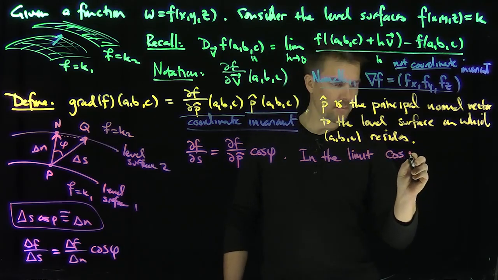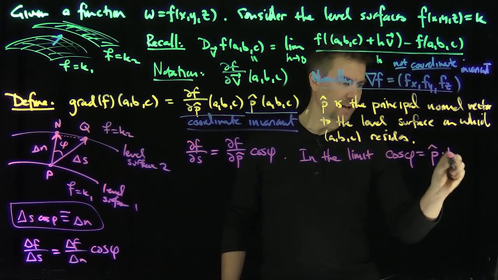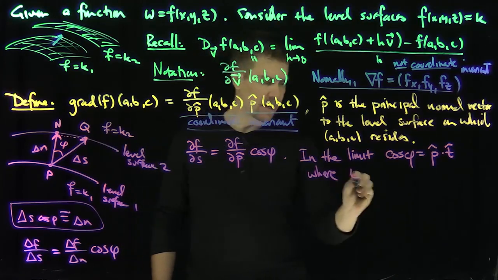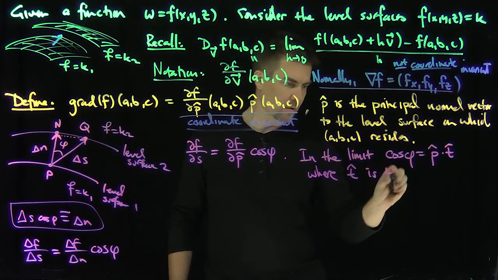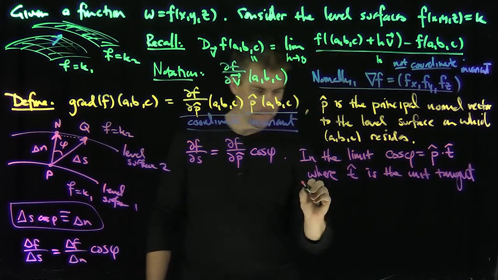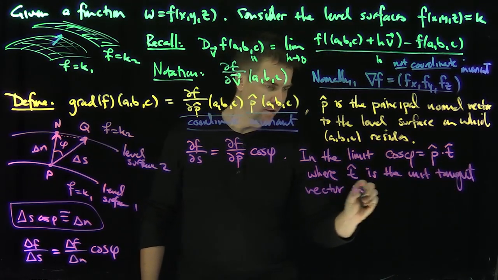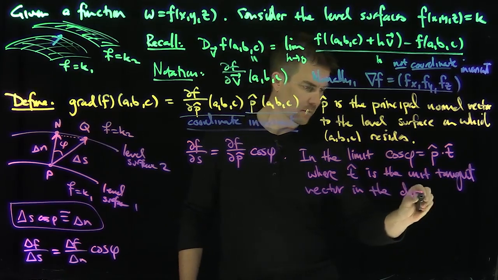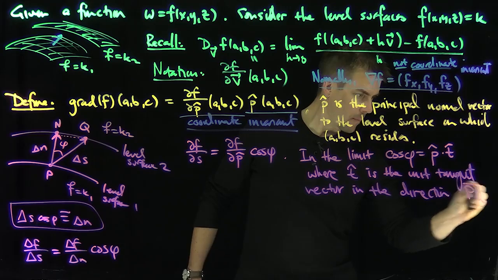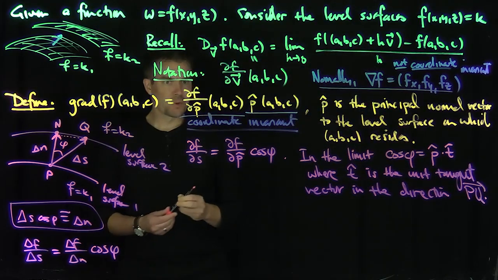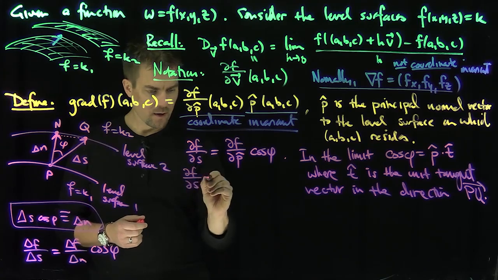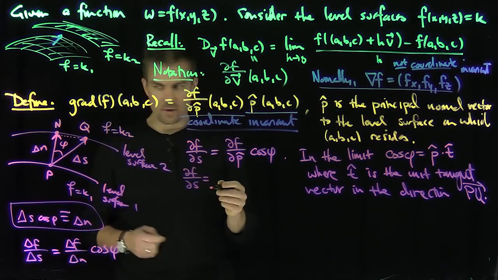cosine of phi is p hat dot t hat, where t hat is the unit tangent vector in the direction from P to Q. Okay, excellent. And so what this allows me to do now is write df ds, the directional derivative, in terms of the directional derivative from P to Q.